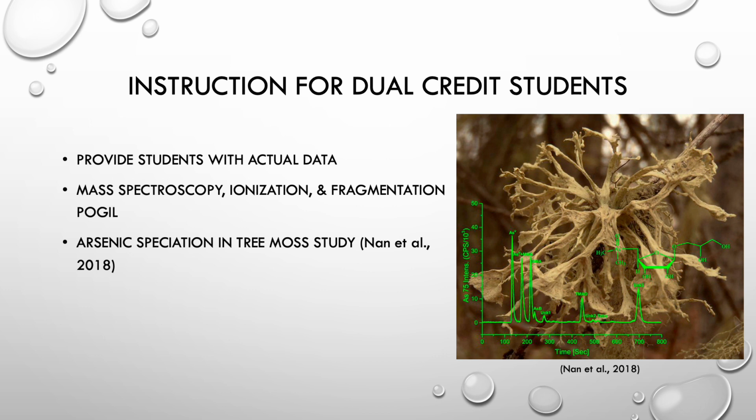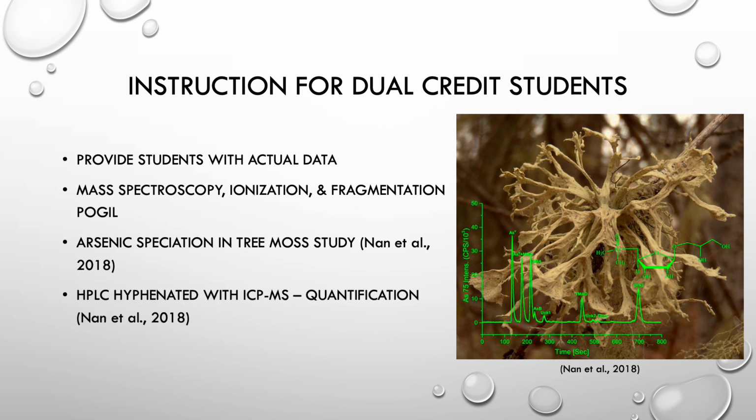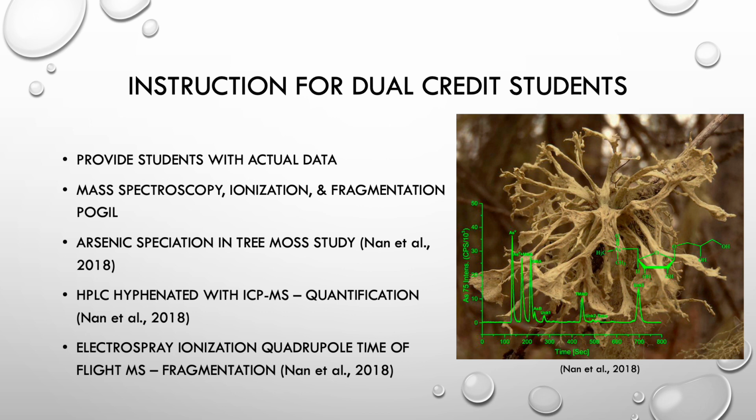Arsenic speciation in tree moss was the study that I was referring to. To the right, you can see the graph. HPLC hyphenated with ICP-MS was used for quantification, and I can explain that to them. Then electrospray ionization quadrupole time of flight mass spectroscopy was used, and that causes fragmentation. I don't know if you can see over here, but this is a sugar form of an arsenic species. It was an unknown, and the structure was determined through the fragmentation.